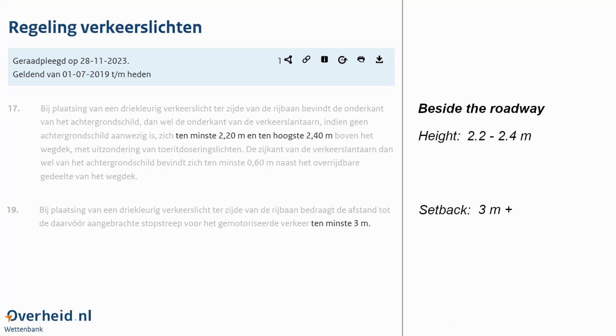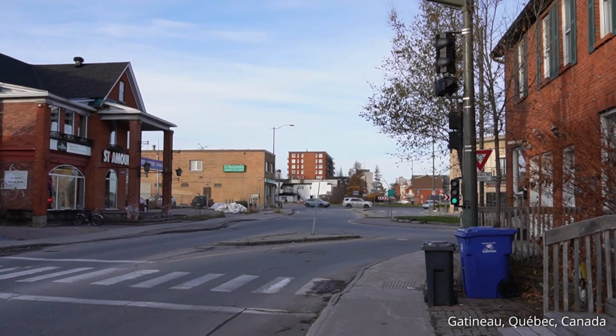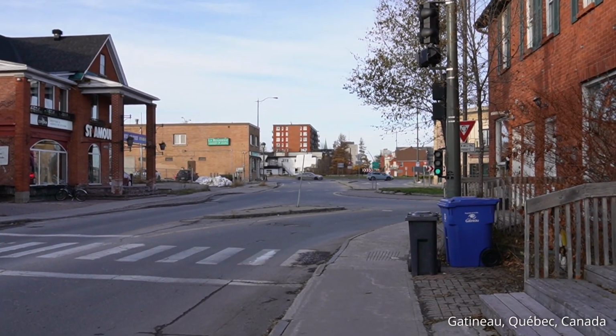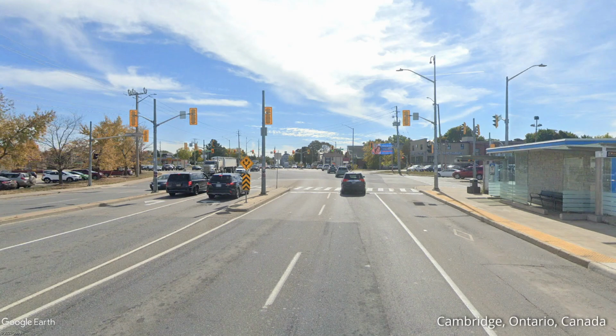The Dutch regulations allow signals beside the roadway to be as little as 3 meters beyond the stop line, and signals above the roadway which are duplicated by signals beside the roadway can also be as little as 3 meters beyond the stop line, since the first driver in queue can just look at the signal beside the roadway and doesn't actually need to see the overhead signal. It's also possible to place signals too far from the stop line. If the signals are too far away, drivers may not be able to clearly see them, for example, to distinguish which direction they apply to.